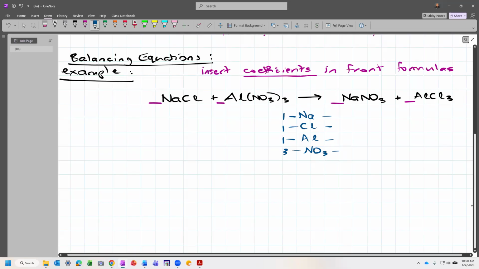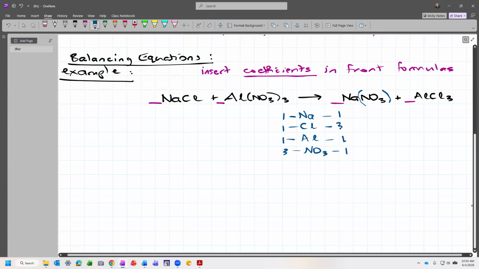On the right side, I have 1 sodium. Now I have my nitrate here. I'm going to put parentheses around it just so that it's easier to see. And I have 1 of those, so 1 nitrate. I have 1 aluminum, and I have 3 Cls. Okay, so by initial inspection, I can see that the sodiums are already balanced, the aluminums are balanced, but the chlorines and the nitrates are not.